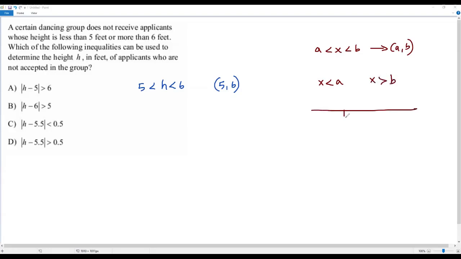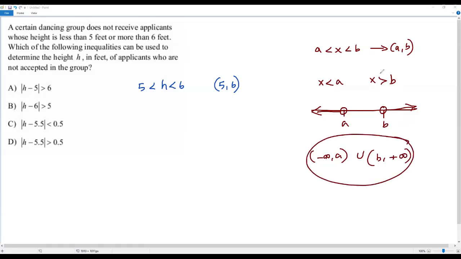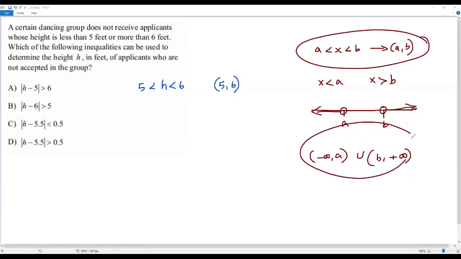Now let's mark the two values a and b on the number line. Let's assume a is less than b. x less than a means we have to draw a graph like this. x greater than b means I have to take an empty circle, and we have to draw a graph like this. So when I write the solution in interval notation, it will be negative infinity comma a, union b comma positive infinity. This is called disjunction. So the above one is called conjunction, and this is called disjunction.